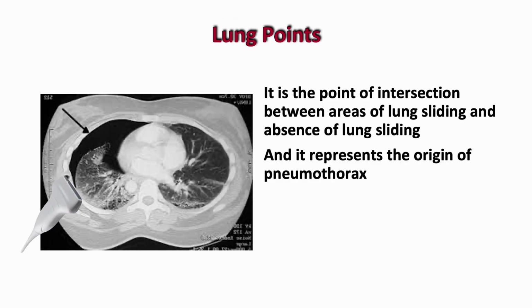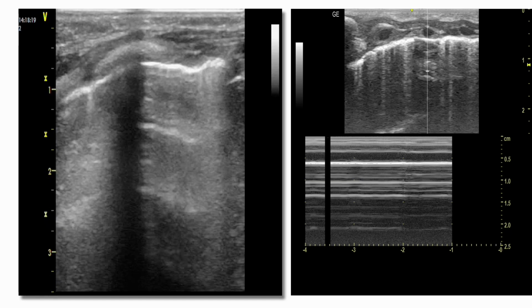Lung point is the intersection between the areas of lung sliding and the absence of lung sliding, and it represents the origin of pneumothorax. If you do a CT scan of the patient, here is where you place your probe to find the lung point, where this area has air in it and is the area of pneumothorax, and this is normal lung with no pneumothorax between the two layers of the pleura.